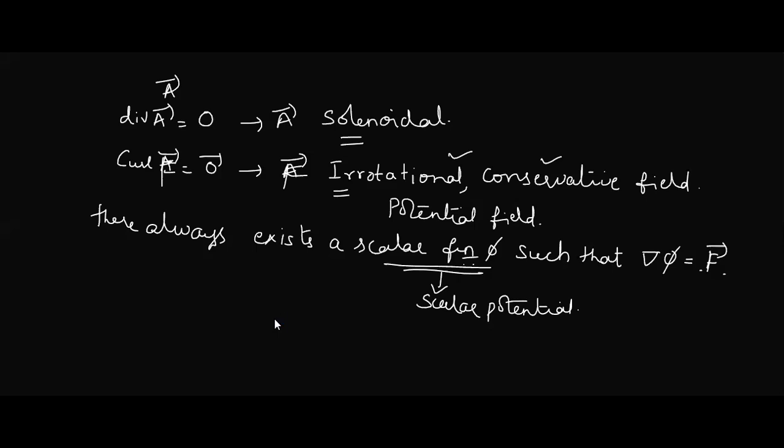Now the extension is whenever a vector field is irrotational, then there always exists a scalar potential phi, means there is some scalar function such that this property is true. So you need to remember this, because they ask you to show that some vector field is irrotational and they ask you to find the scalar function. Am I clear with the two terms?